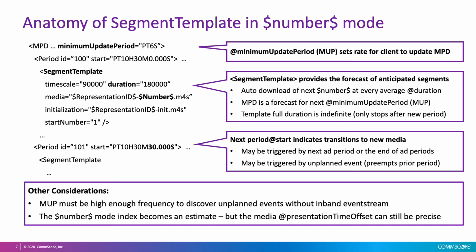So detecting those unplanned events depends upon that MUP and having it short enough that the client is making requests to discover this new period. And it also, as I described here, the duration seems like it's an estimate. It's actually called the fixed average duration, but it is an average. But the start time of that next period and something called the presentation time offset still indicates a very precise point in the media for these transitions. So even though the script that's given out is somewhat of an estimate, the actual splice point when it arrives is precise.